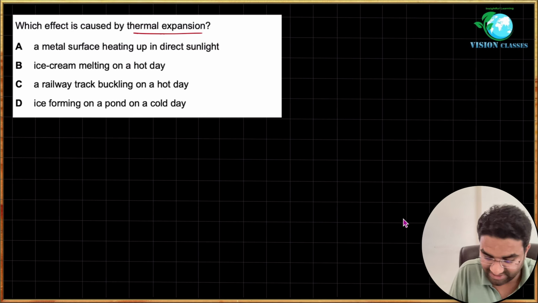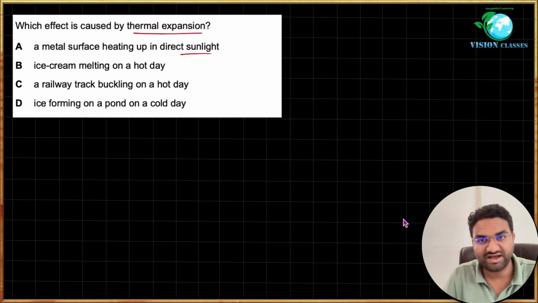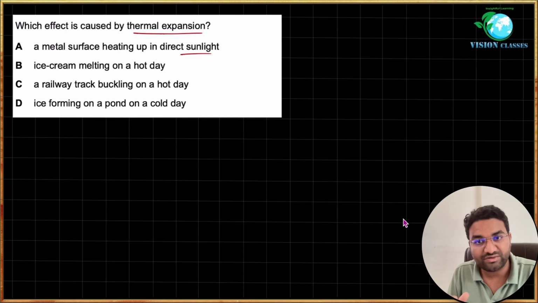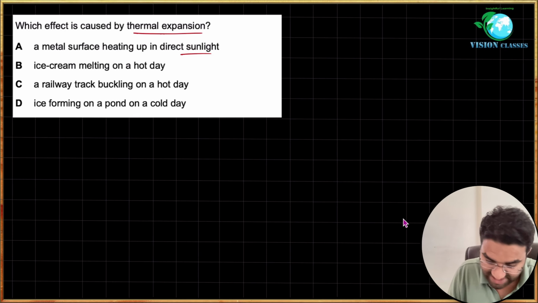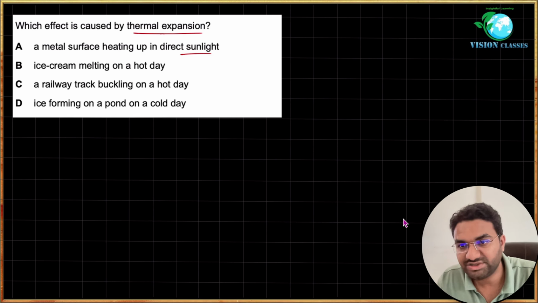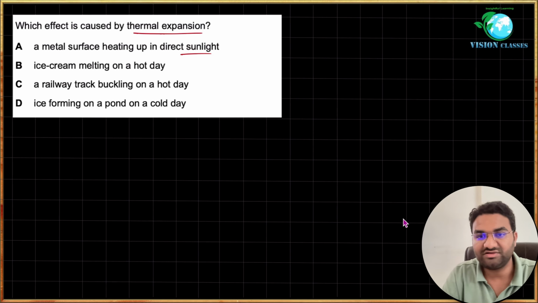The first one is a metal surface heating up in direct sunlight. The metal surface heats up by absorbing solar radiation, but this does not itself change the size; it is a consequence of heating rather than thermal expansion. Then next, ice cream melting on a hot day. Melting is a change of state from solid to liquid due to an increase in temperature, and it changes the arrangement and movement of molecules.